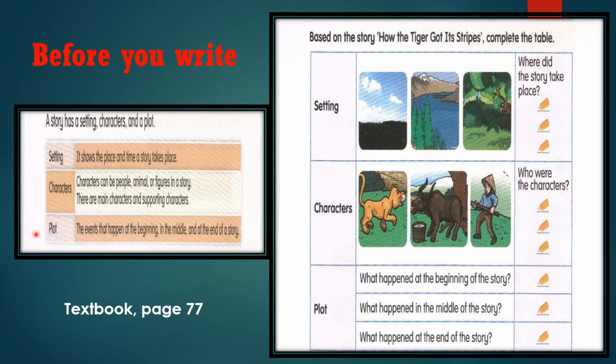And then you need to have a plot. The events that happen at the beginning, in the middle, and at the end of a story. Normally, what happened at the beginning of the story? We will write this in the first paragraph. And then, followed with what happened in the middle of the story. And then, at the end of the story, what happened? So, this is the meaning of a plot. You need to have the setting, the characters, and the plot in your story.